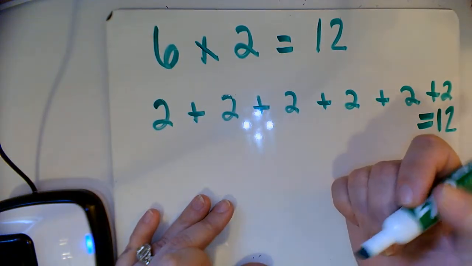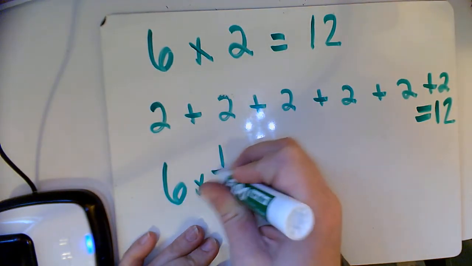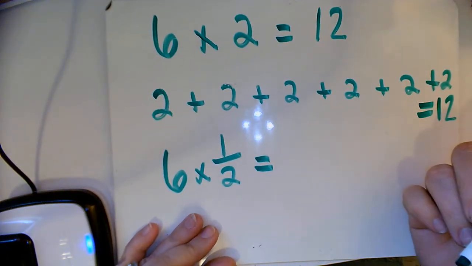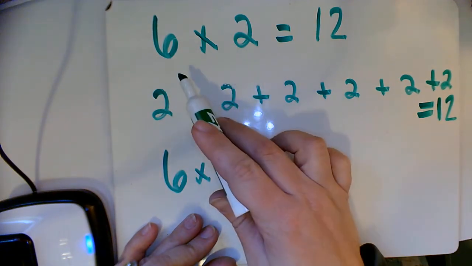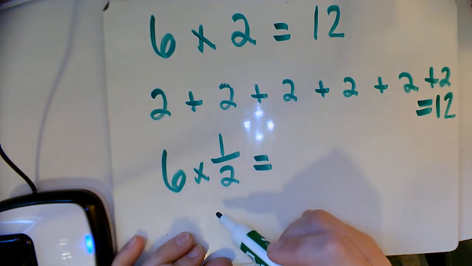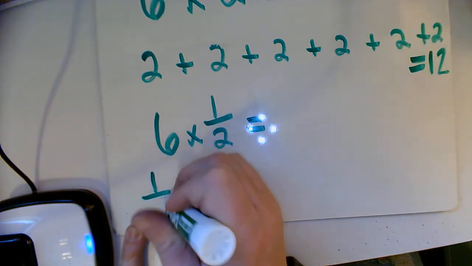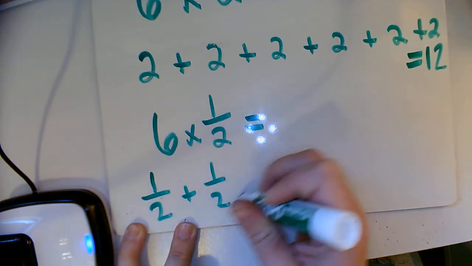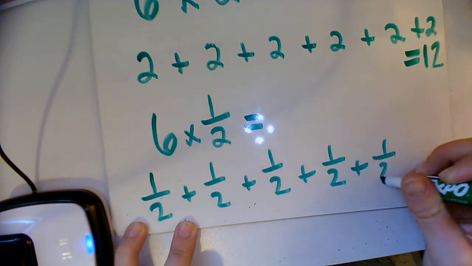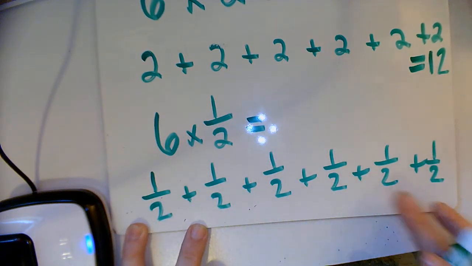Okay, so this would be the same if we had a fraction. 6 times 1/2. Well, we can think of it the same as, well, if I have 6 groups of 2, this means I have 6 groups of 1/2. So we can rewrite this as an addition sentence. 1/2 plus 1/2 until we have 6 of them. 1, 2, 3, 4, 5, 6.